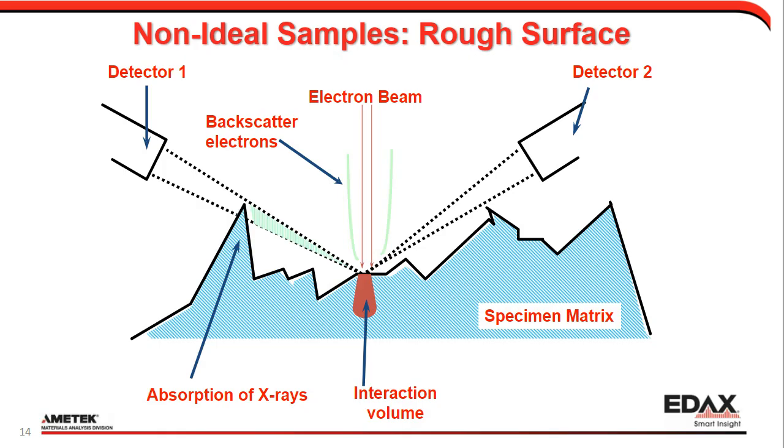Data shows significant differences can be seen between a sample polished with 1 micron diamond and 0.1 micron alumina polish. Signals are attenuated more or less, and a dual detector will help in this case.